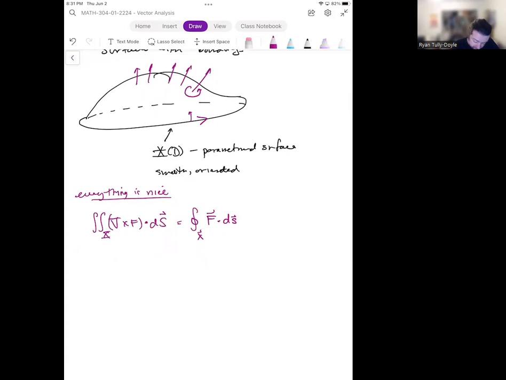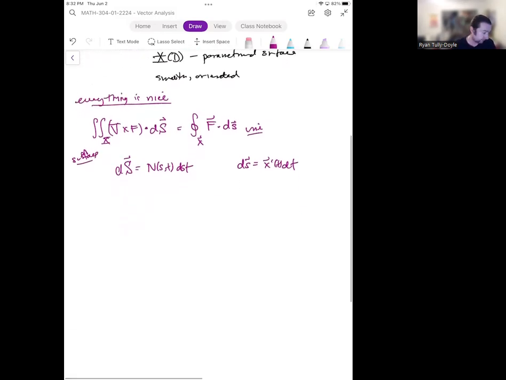Keep in mind here, even though it's hard to see when I'm drawing these words, the big dS is equal to n of s,t ds dt corresponding to some parameterization, and little ds is equal to x prime of t dt corresponding to some different parameterization of the boundary curve. This is a line integral. This is a surface integral, which is why we have two different kinds of ds, as Connor pointed out in class.